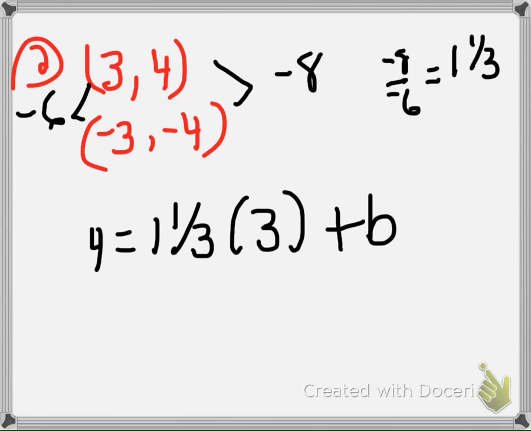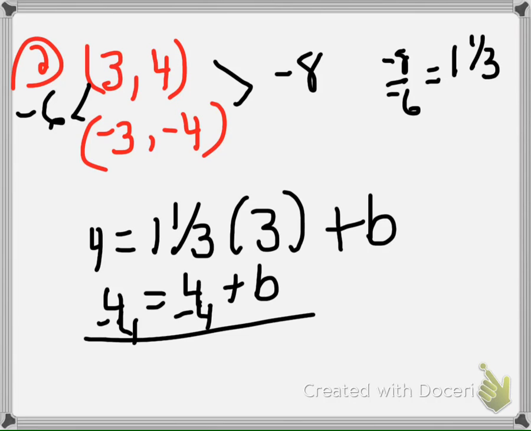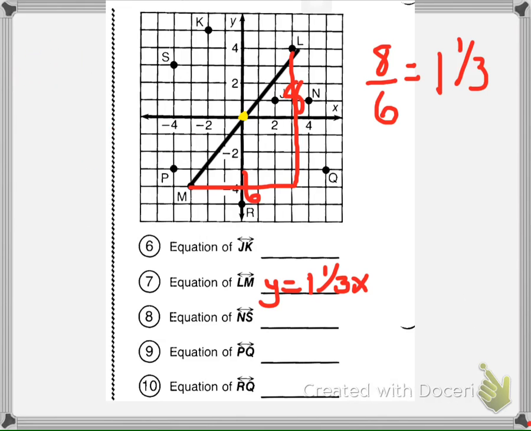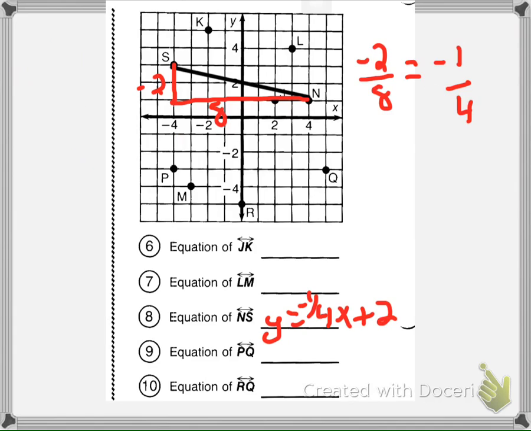1 1/3 times 3 is 4. So now I have 4 equals 4 plus b. So then I subtract 4 from each side to get the b by itself. b equals 0. So the equation should be y equals 1 1/3 x. And looking back, y equals 1/3 x is what we got when we used our slope triangle.